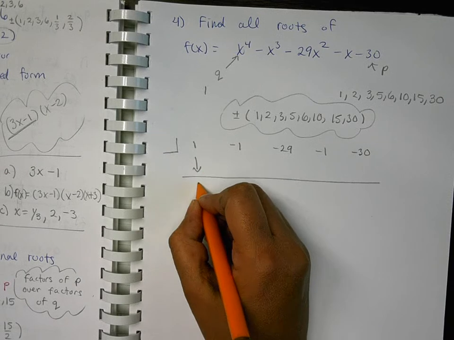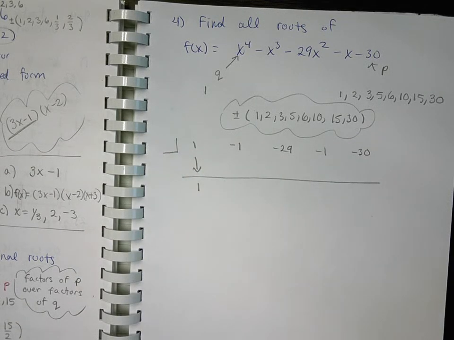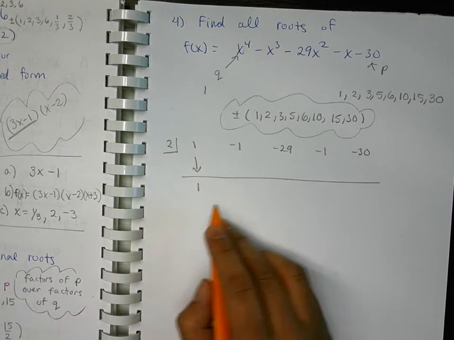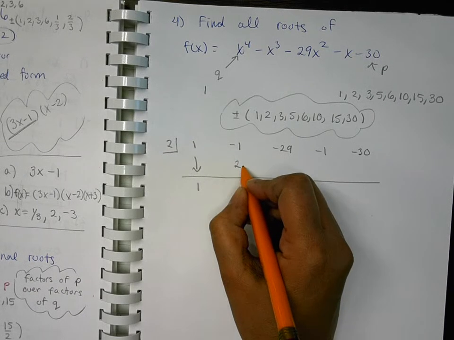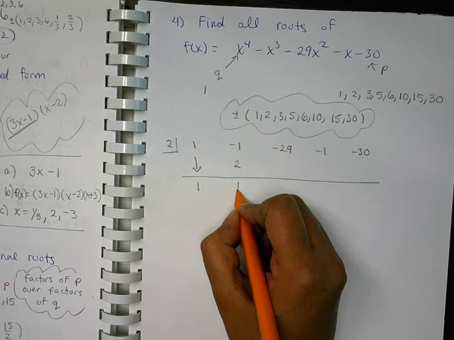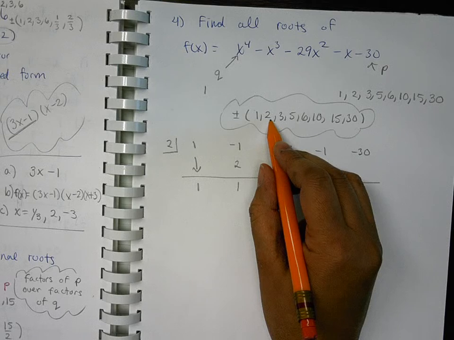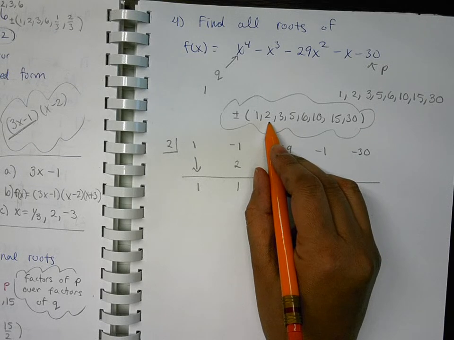All right, give me a number to try first. A positive or negative, I don't care. 2. Let's try the 2, and then I'm going to let you guys try on your own later. 2 times 1 is 2, -1 plus 2. Before I go further, was 2 an okay number to guess? Should I guess a number like 7? No, I'm wasting my time. It's not in my list.